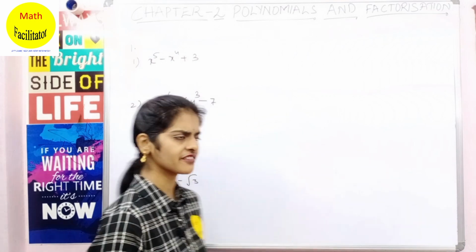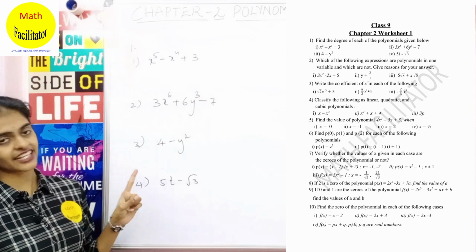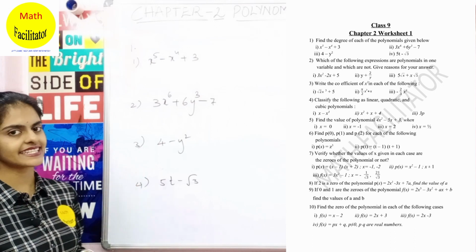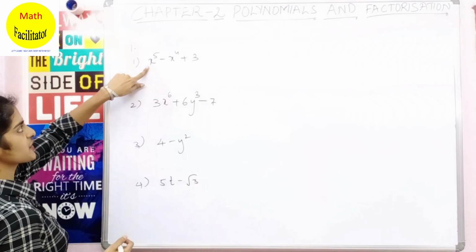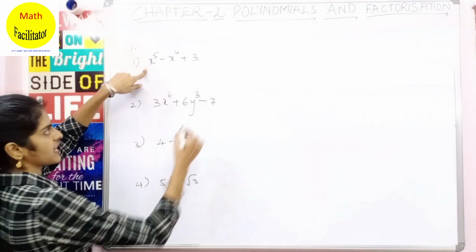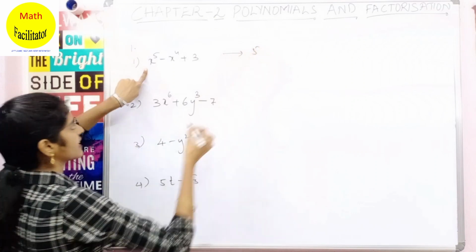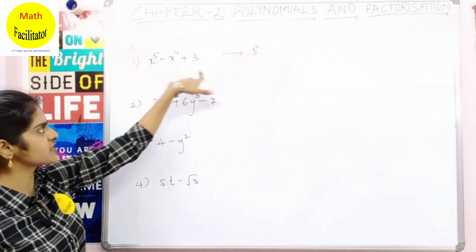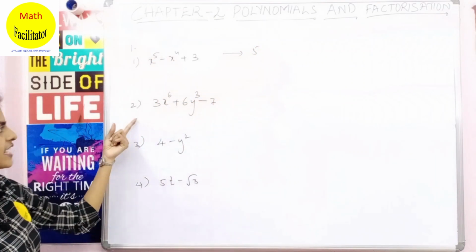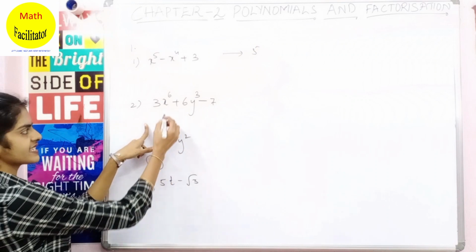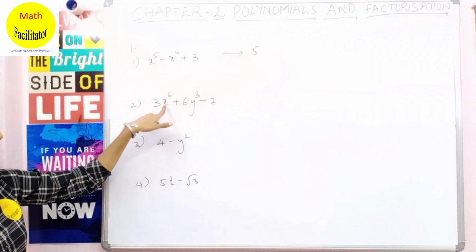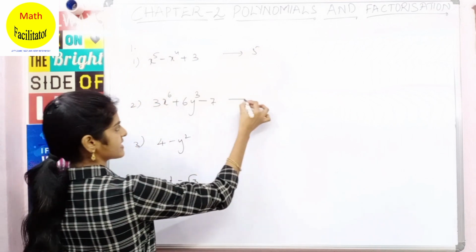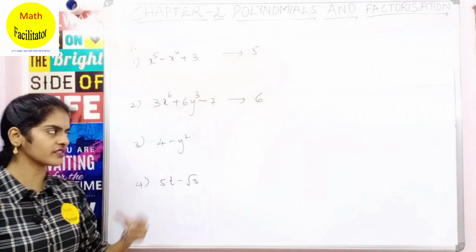Moving on to the first question, you have to find the degree of these polynomials. As I said, degree is nothing but the highest power of the variable. Here the highest power of the variable is 5. So x is the variable here and the highest power is 5, so the degree of this polynomial is 5. Clear? Now in this polynomial you have two variables, x and y, but the highest power is with x, and x has a power 6. So 6 is the highest power, so 6 is the degree of this polynomial.